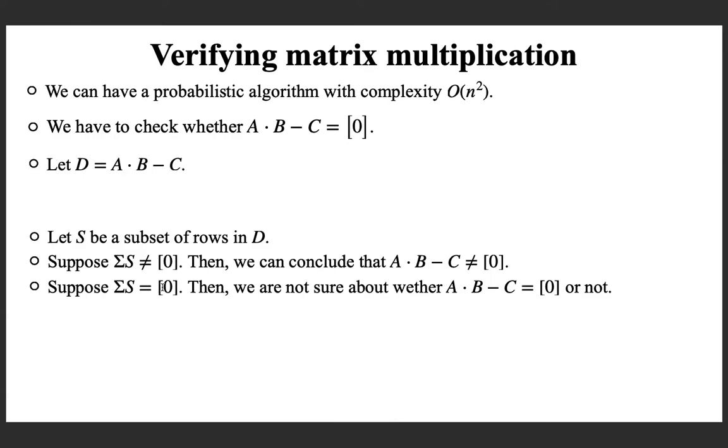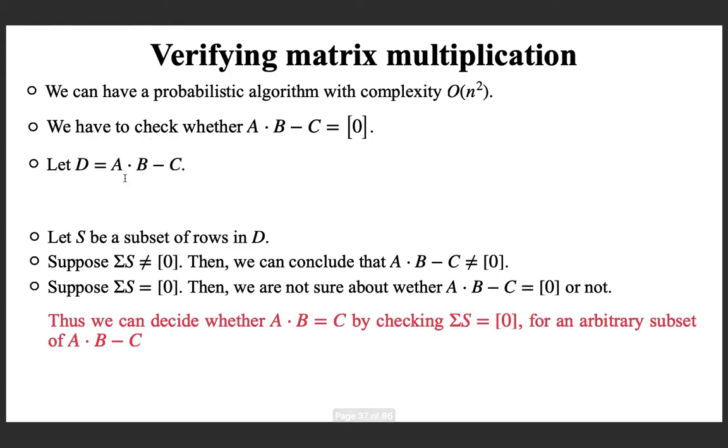So in the second case, we are not sure about whether C is the product of A and B, but in the other case, we are sure about it. We got an evidence that C is not the product of A and B. Thus, we can decide whether C is the product of A and B by checking whether the sum of subsets of rows is a 0 vector for an arbitrary subset of the required matrix in the LHS.